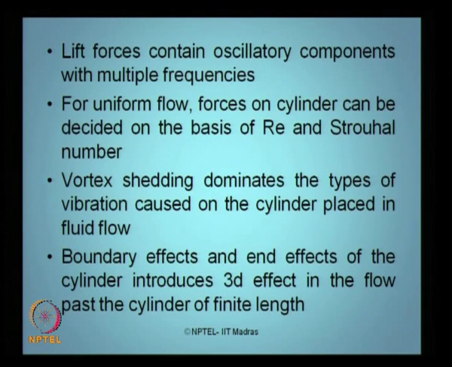The boundary effects and end effects, if introduced for a finite length of the cylinder, will cause a 3-dimensional effect on the fluid flow. The boundary conditions are essentially controlled by either closing the ends of the cylinder or placing them in the vicinity of the mean sea surface or the sea bottom.